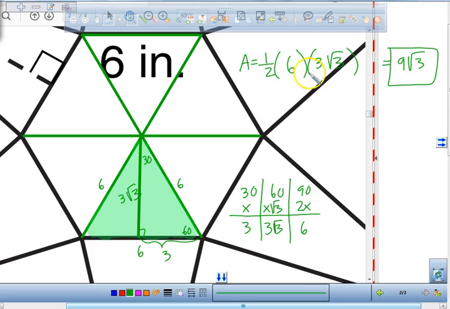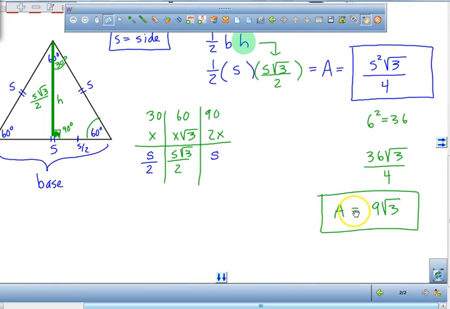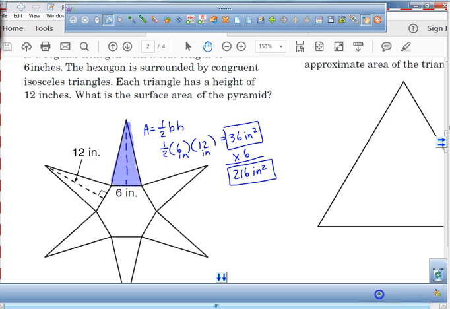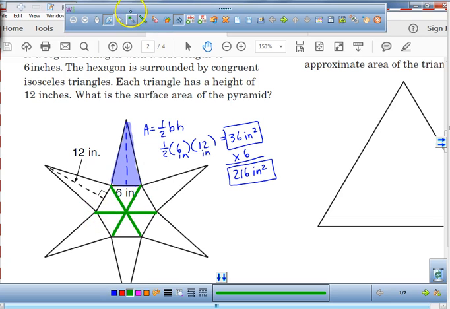So by the way, if you did it the old-fashioned way, where you find all the sides that you need, what answer do you get? 9 radical 3. If you do the shortcut, what do you get? 9 radical 3. So let me go back to the original problem. This is what we did. We zoomed in on this, right? What did each one of these little tiny triangles, what's the area of each one of those?